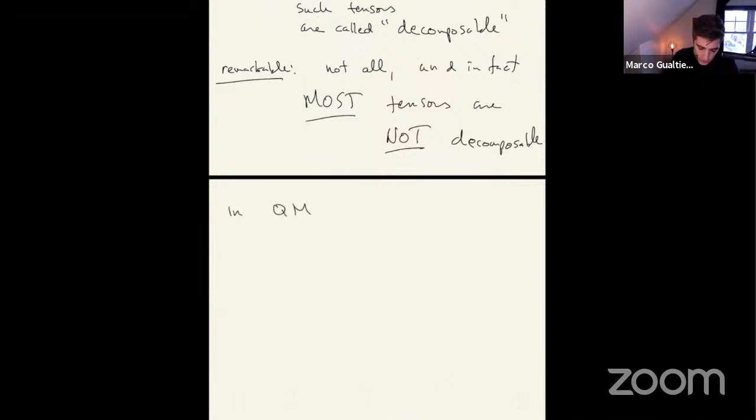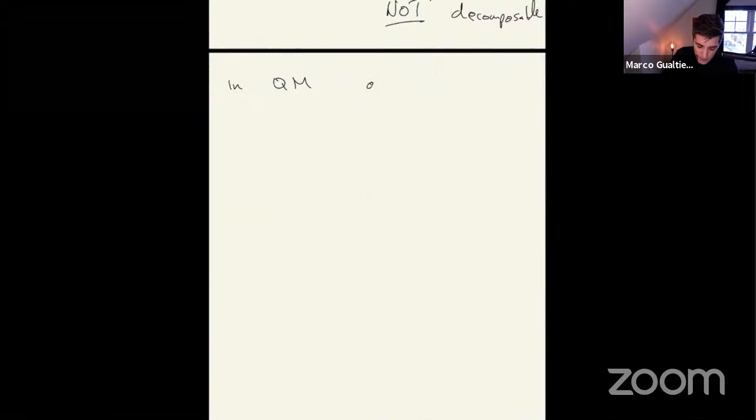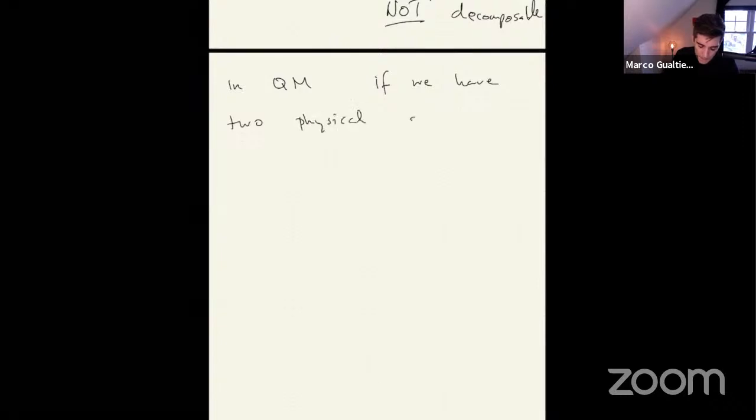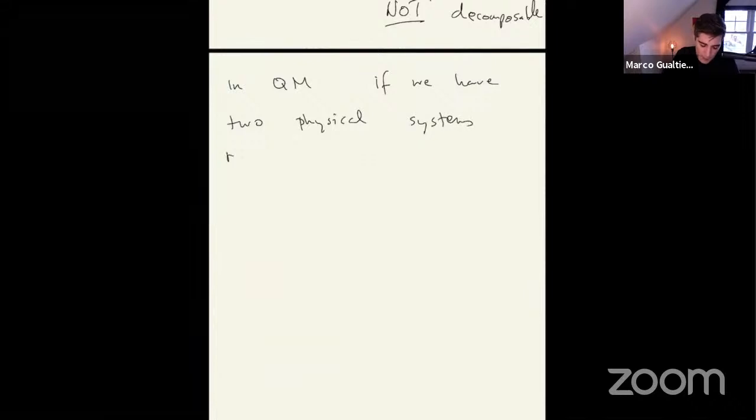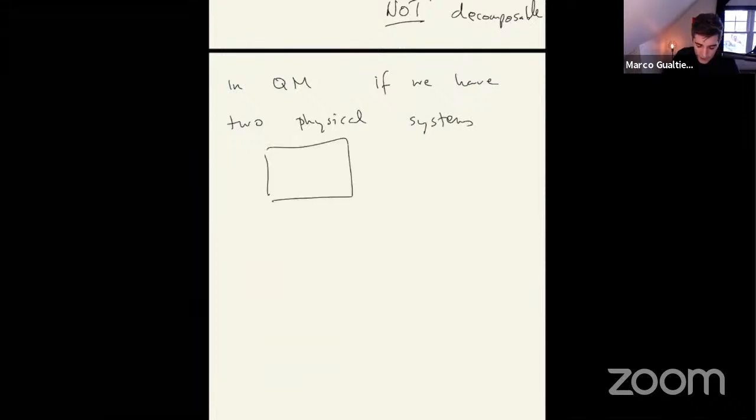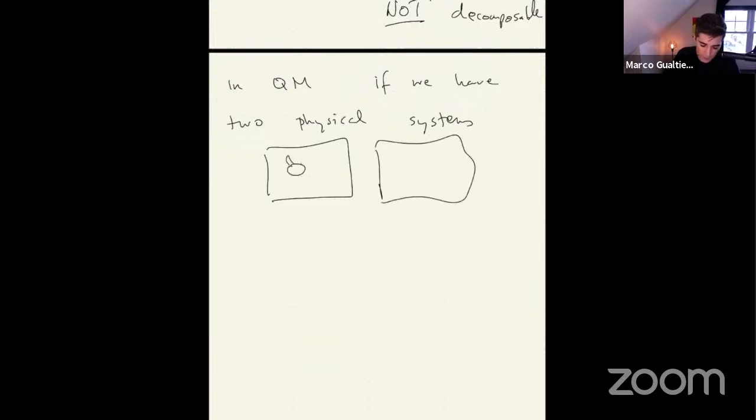So in quantum mechanics, if we have two physical systems, let's say in the lab we have one cat, and then we have a cat and a dog. Sorry, I'm limited. So we have two physical systems, right?